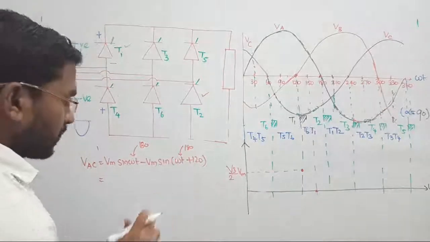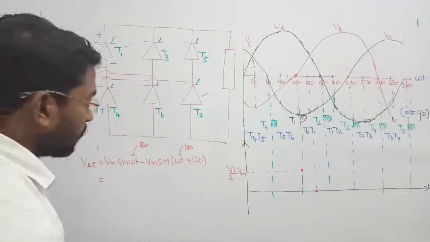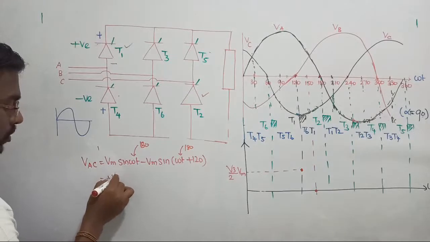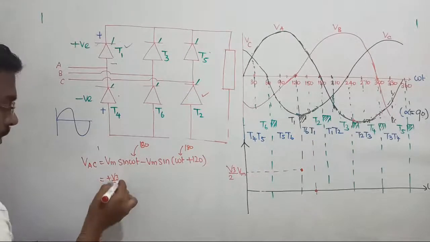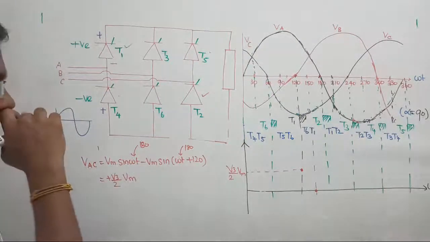Similarly, if I add this value, I am getting 300. Let us see at 300 what I am getting: minus root 3 by 2. So already we have one more minus, so it will become plus root 3 by 2 times of Vm, right? Again I am getting Vm. Let's see next what happened.